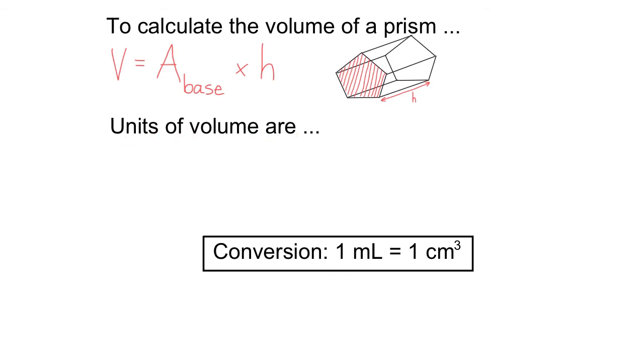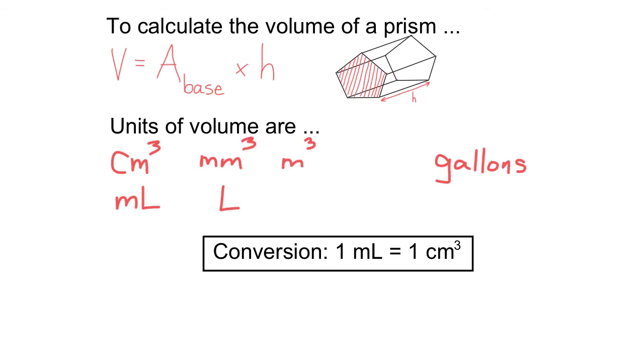Some units of volume are things like centimeters cubed, millimeters cubed, meters cubed, but we even have things like milliliters, liters, gallons even. In our class, though, we're going to focus on metric units of volume. Centimeters cubed, millimeters cubed, meters cubed, these are all cubed because of this. Area is, say, centimeters squared multiplied by another centimeter. So centimeters squared times centimeters. That's centimeters multiplied by itself 3 times. That's why it's centimeters cubed.